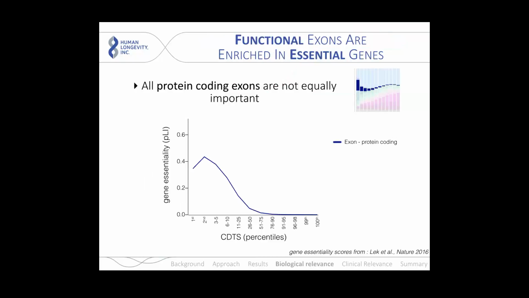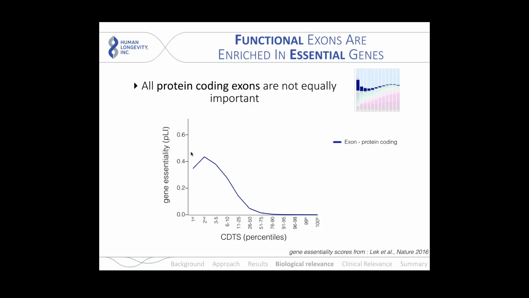All right. So this is what we see when we compare the gene essentiality with the context-dependent tolerance to variation score. We can see that exons that are in the region of the genome that has the lowest tolerance to variation tend to be in genes that are more essential.